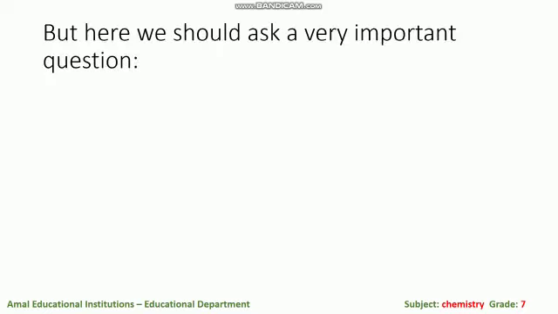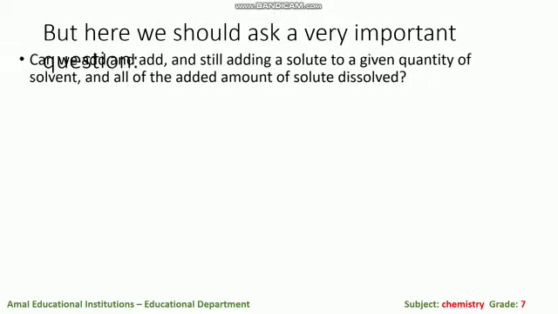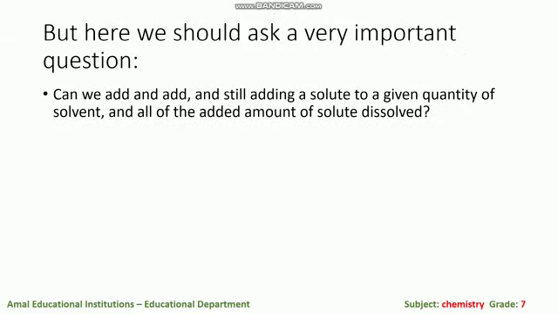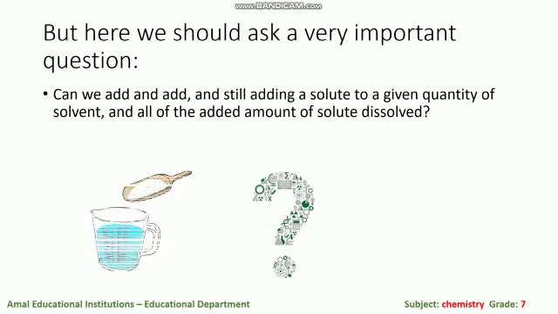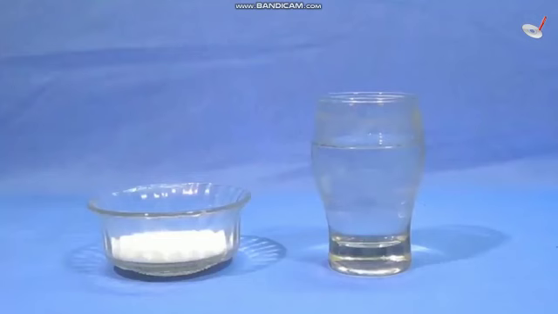Here I have a very important question. If I want to make a solution, I want to add solute to a solvent, can I add a different quantity of the solute and the solvent, add more quantity of the solute, and all of the added quantity will dissolve in a different quantity of the solvent? To know the answer, please observe this video.